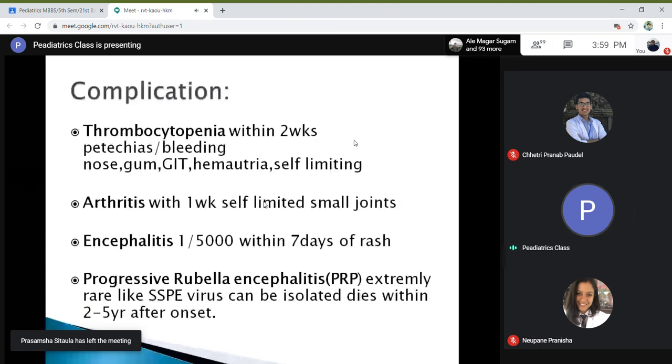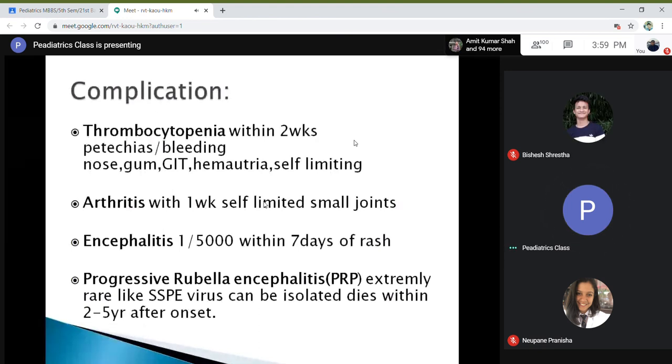Another complication is arthritis, with joint pain within 1 week, which is self-limiting, and it affects the small joints, not the big joints. Encephalitis is very rare, about 1 in 5,000, within 7 days of the rash, with neurological signs such as headache, vomiting and maybe seizure. Another is progressive rubella encephalitis, extremely rare, like SSPE mentioned earlier in measles. The virus can be isolated, and the patient dies within 2 to 5 years after onset. There is no cure; the condition progressively deteriorates and the patient ultimately succumbs.